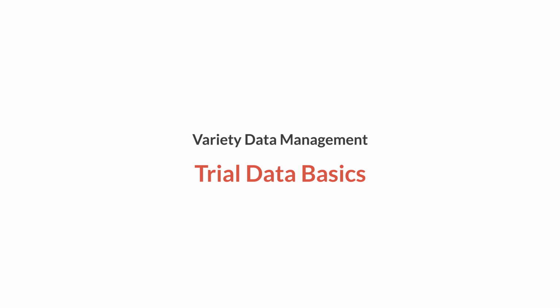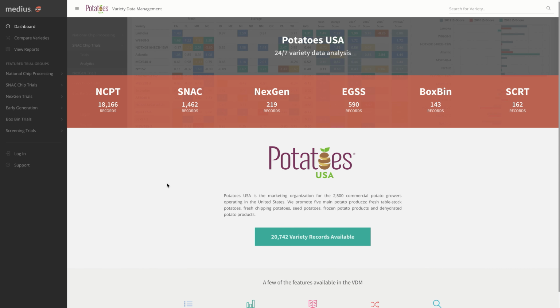In this video, I'm going to show you how to access trial data for a particular trial group. You can access a trial group from two locations. First, on the dashboard, and also from the sidebar. Let's go ahead and select a trial group.